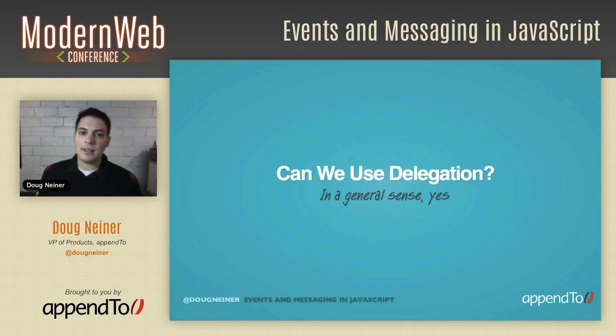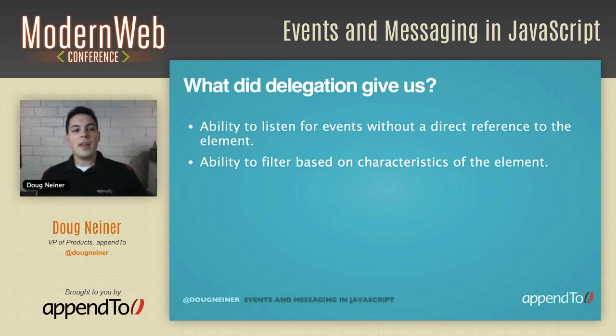All right. Talking about earlier with the DOM events, event delegation is great, and you can do all this cool stuff with it. Can you use it with event emitters? Well, let's talk about what delegation gets us, because I say in a general sense yes, but I told you earlier you couldn't. So let's clarify what I mean. Delegation gave us the ability to listen for events without a direct reference to the element. So we could add the event handler higher up on the DOM, and then the event would bubble up. And it also allowed us to filter what we wanted to do based on characteristics of that element.